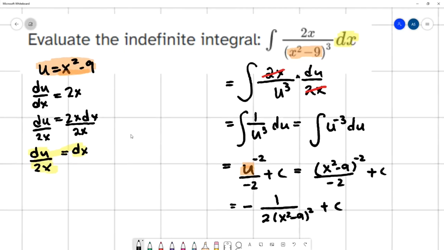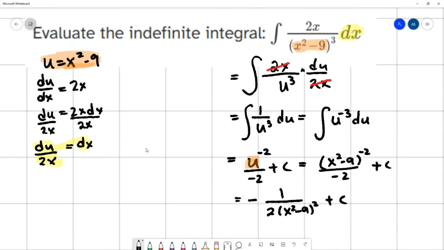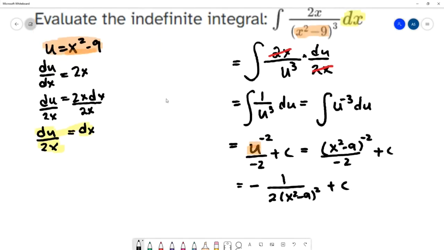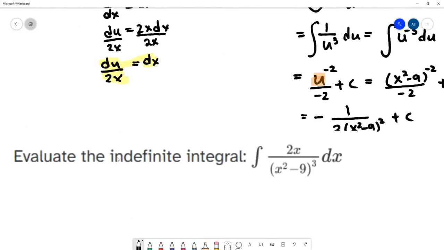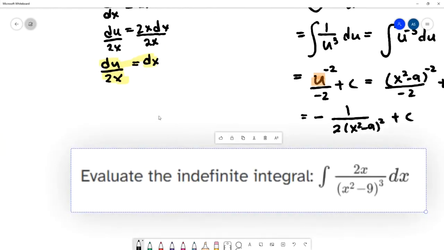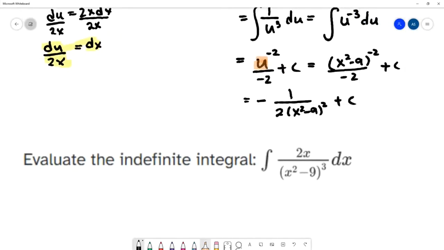Okay, you could also do this problem without substitution, with pattern recognition. With pattern recognition, you would still need to think of x squared minus 9 as your u. And then when you calculate the derivative of that, you recognize the 2x is in the problem.